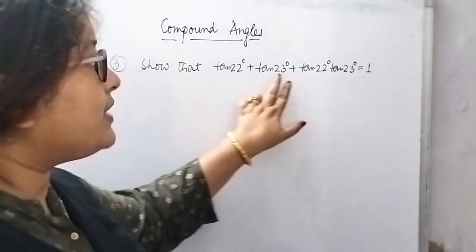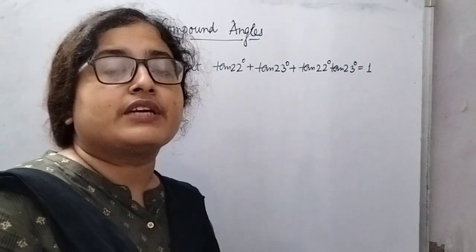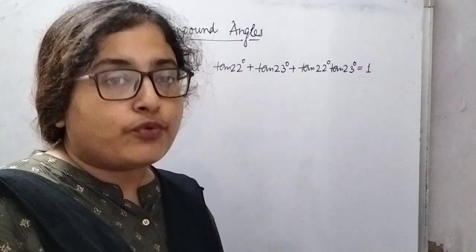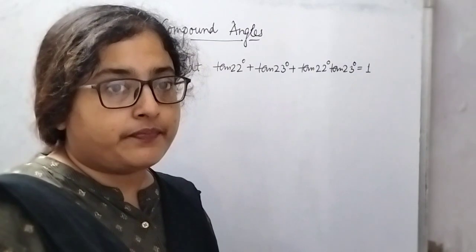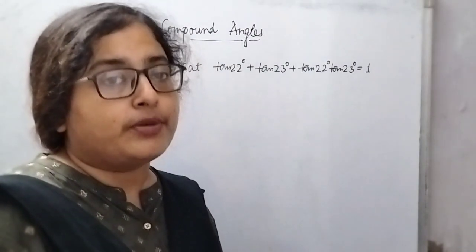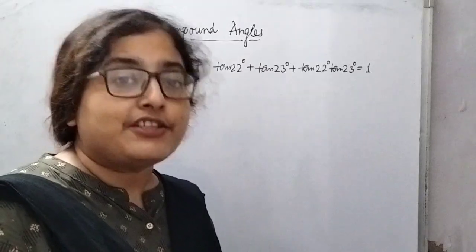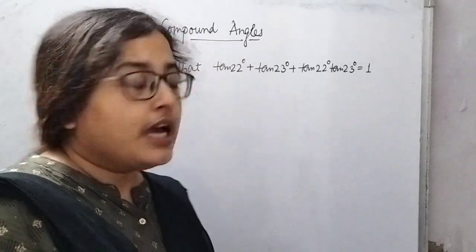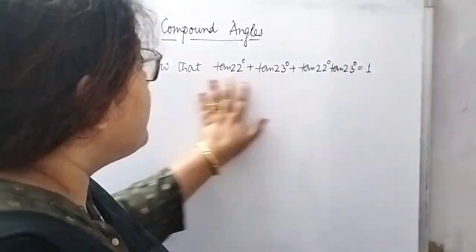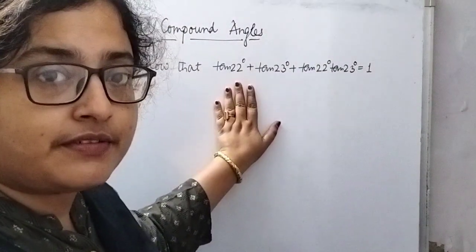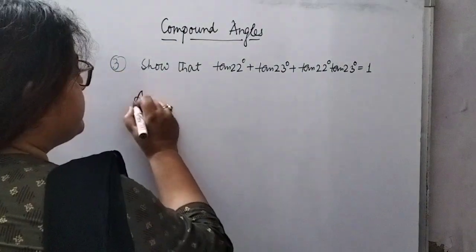One is 22 degree, another one is 23 degree, and summation of these two measurements will give us 45 degree. And we know all the trigonometric ratios of 45 degree. Now, which trigonometric ratio of 45 degree should be used here? Yes, tangent, tan of 45 degree, right? Because we have to prove the relation in terms of tangent. Okay, so let's begin with tan 45 degree.